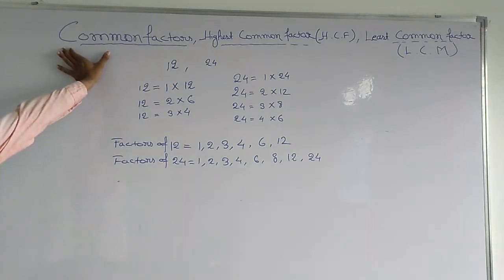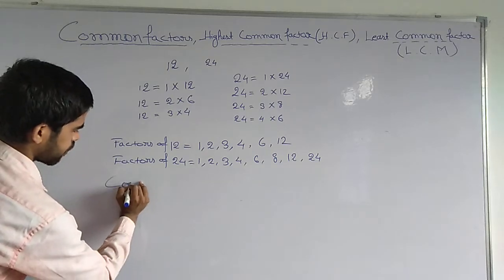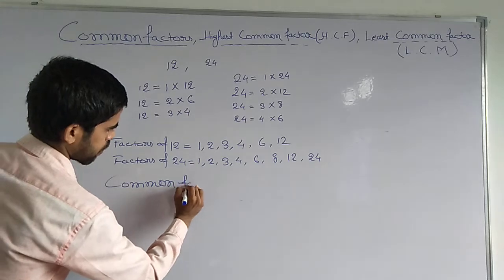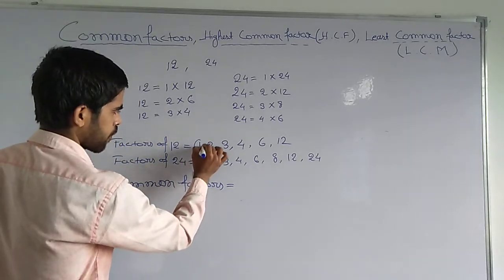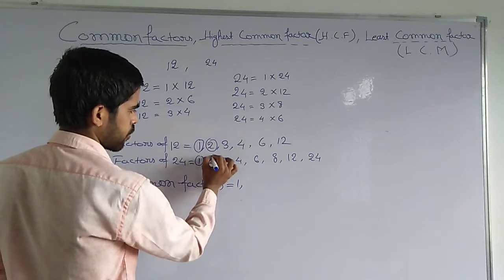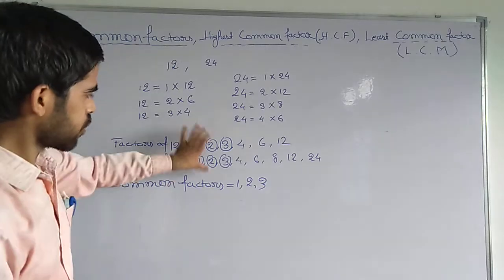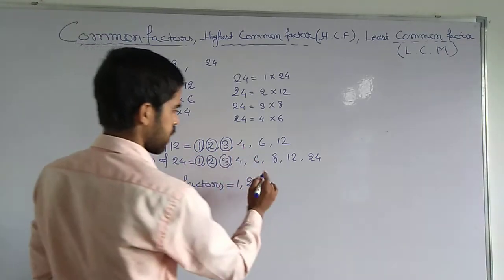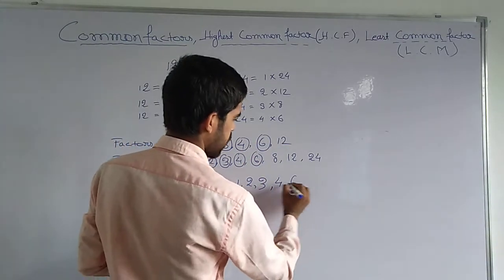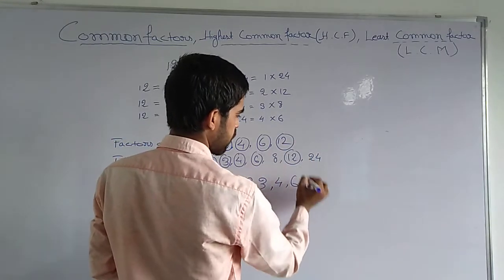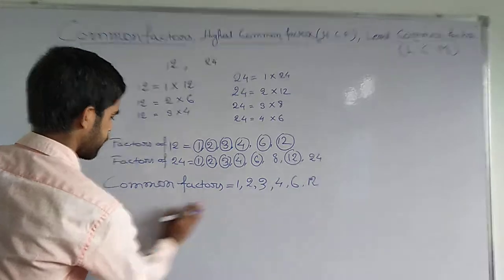Now we will find out the common factors. Between these two, which one is common? 1. So you write down 1, and there is 2, write 2. There is 3 and 3, which is common. 4 is also there, so this is common, and 6 is also common. 12 and 12, this one is also common. So these are the common factors.